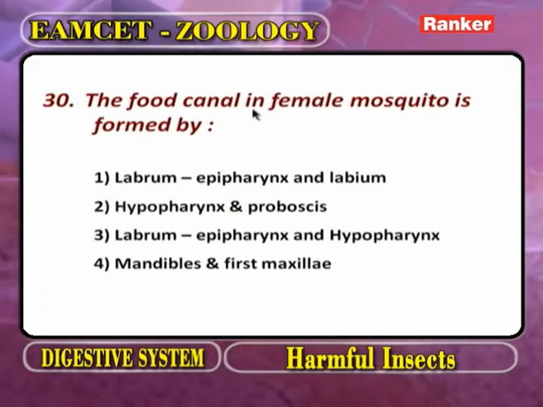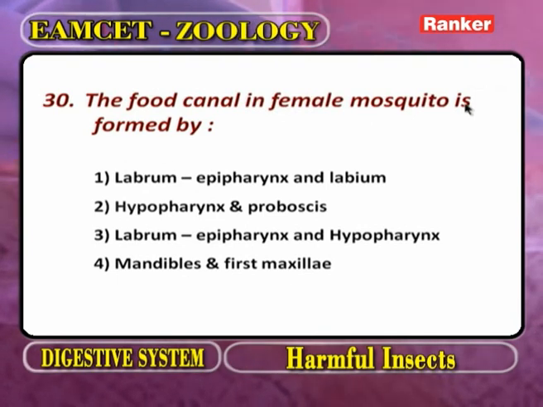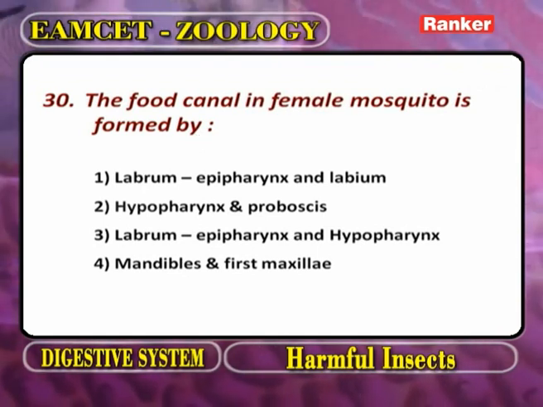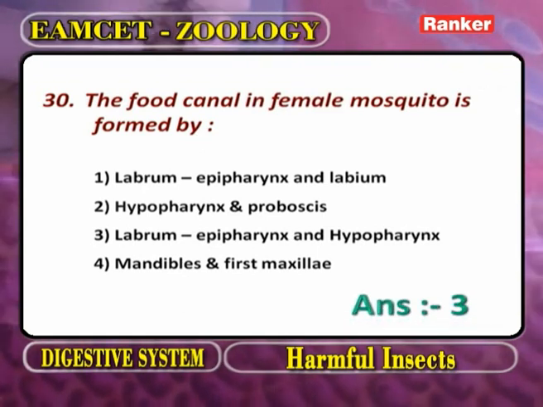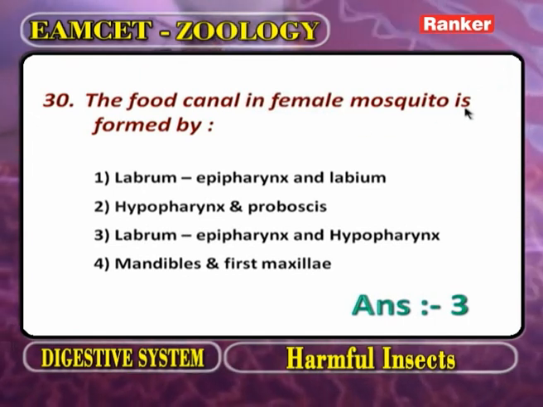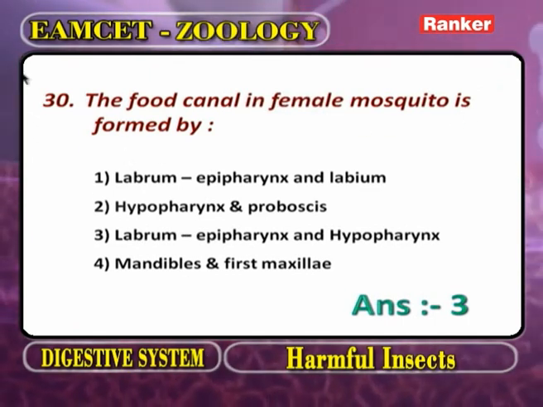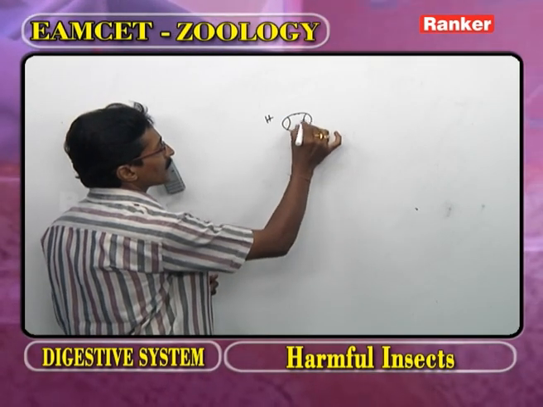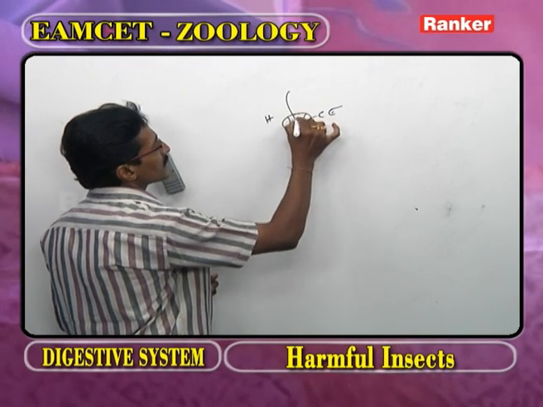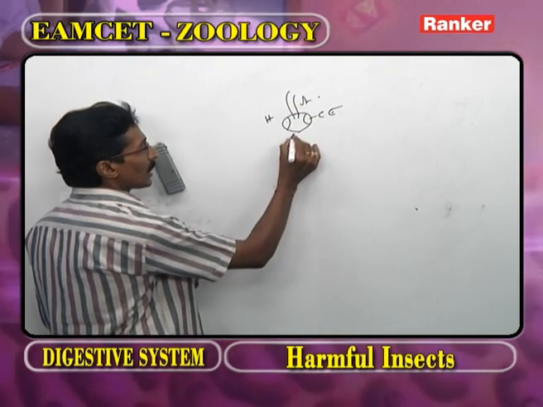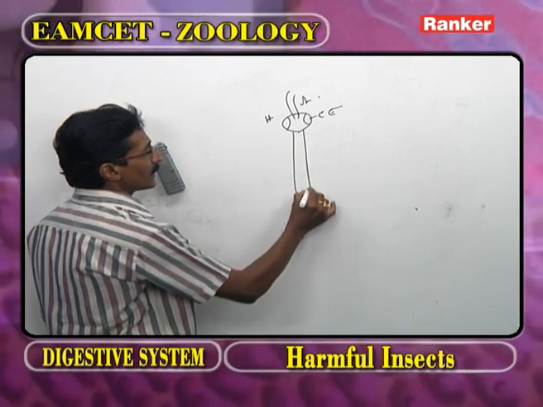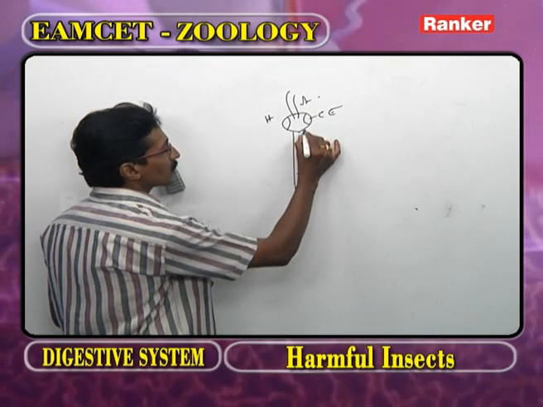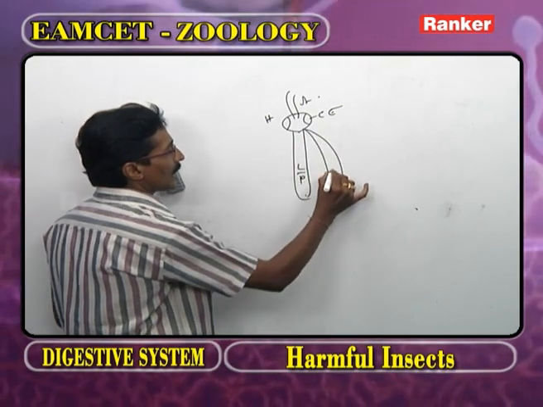The food canal in female mosquito is formed by. As we observe the mouth parts of insects, here the question is, the food canal in the female mosquito is formed by. This part we call the head of the mosquito. Dorsolaterally, the compound eyes are present. These are called antennae. This one we call the labium or proboscis. This one we call the labrum.